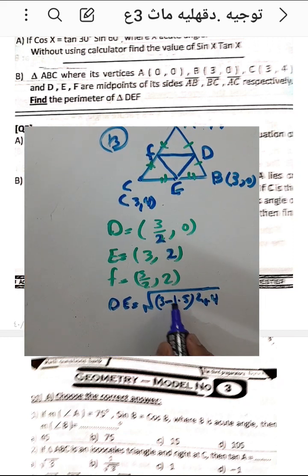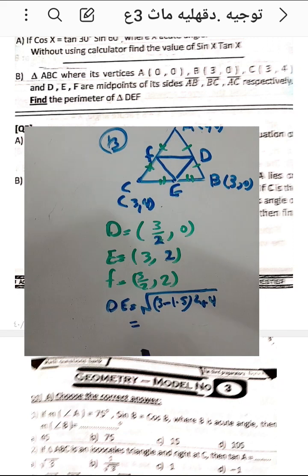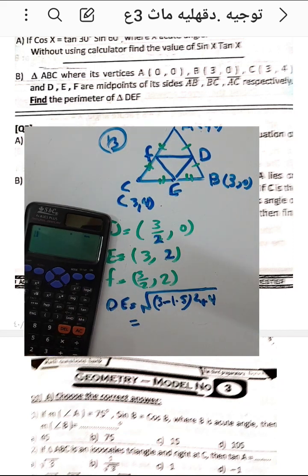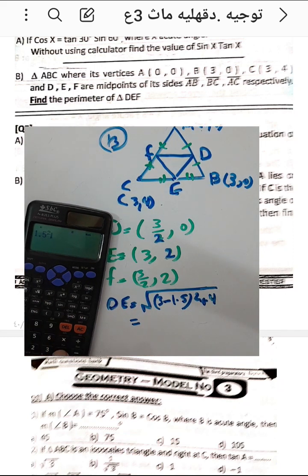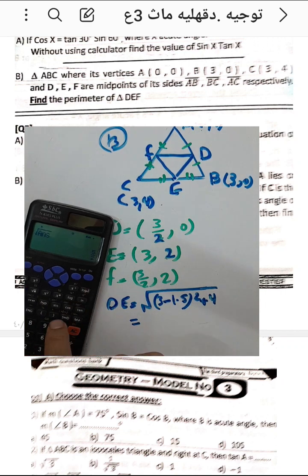Okay, the difference here will be 1.5 power 2, plus 4. It will be 25 over 4, and then take the square root of the answer. The result will be 2.5.